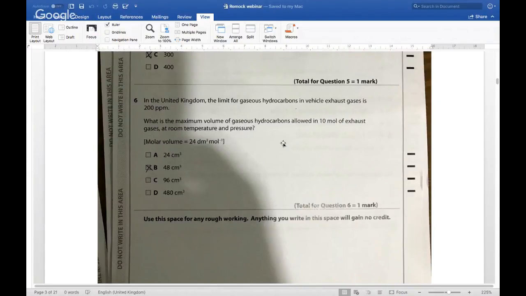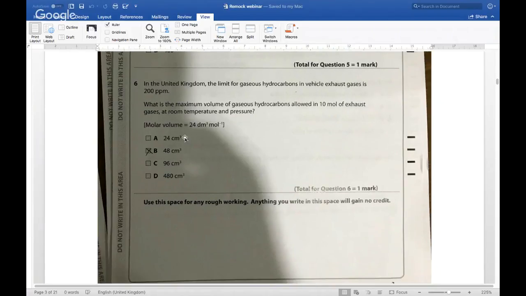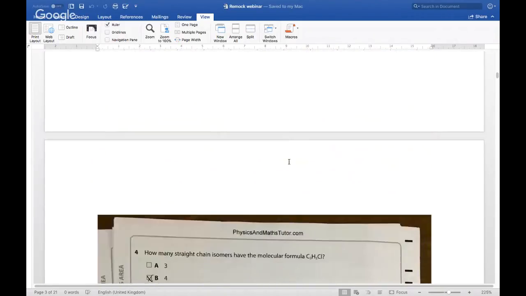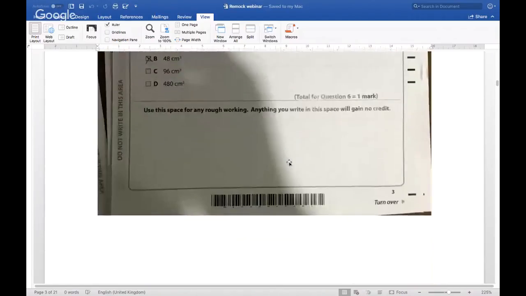What is the maximum volume of gaseous hydrocarbons allowed in 10 moles of exhaust? Olivia loves ppm, my favourite calculation. I hate parts per million, Olivia. 48 centimeters cubed parts per million. I'm going to have to come back to that one, folks. My brain's not working this evening. So please flag them for me, please. 4, 5, and 6 all need more explanations.